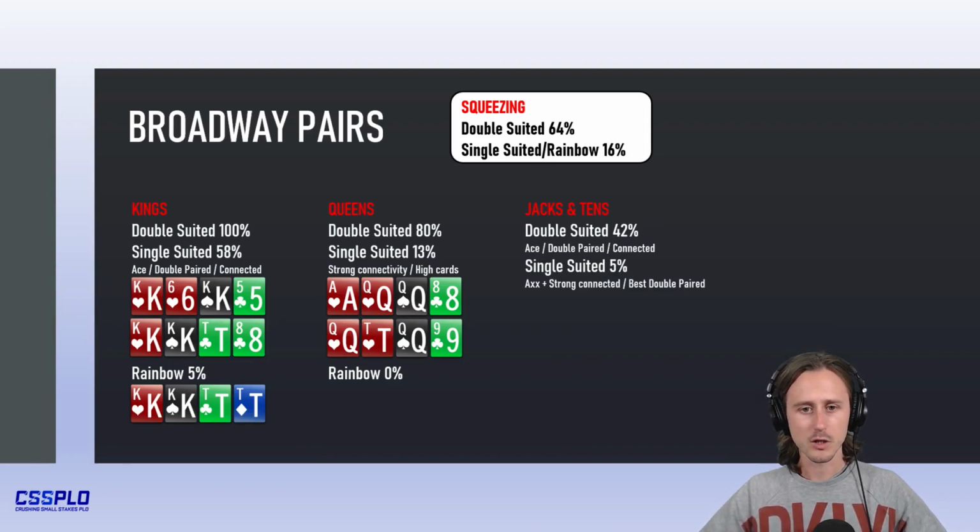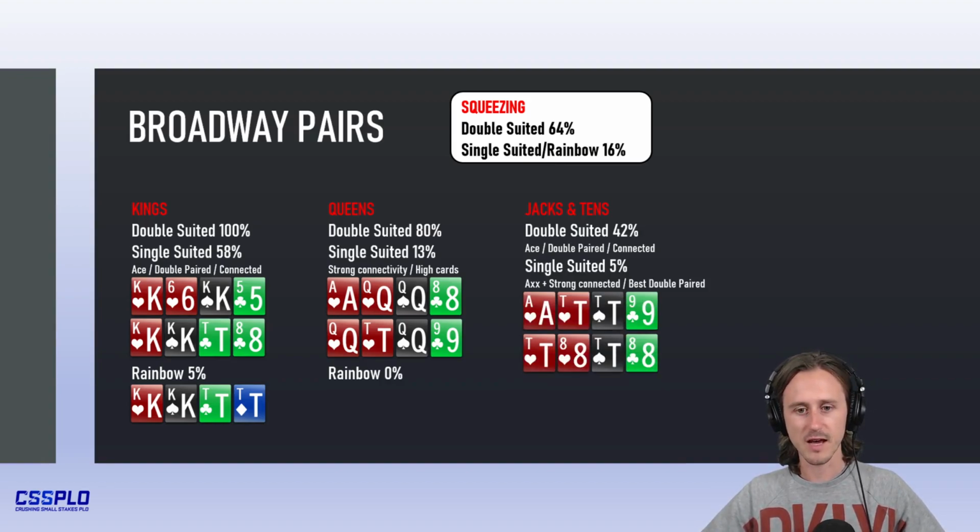Single suited, jacks and 10s, 5% of the time only. We must have an ace that is suited to the ace in our hand, and we must be extremely well connected, and the best double paired are also fine. For example, ace 10 10 9, we have the nut suit, we have connection with the 9 10 combination, and we're blocking the ace, so that's fine.